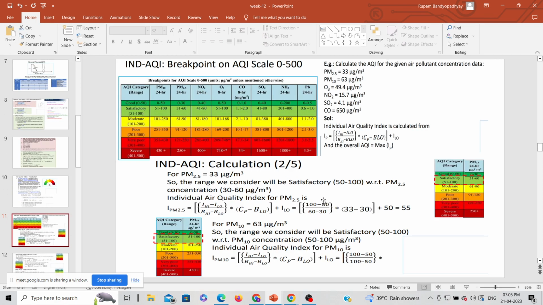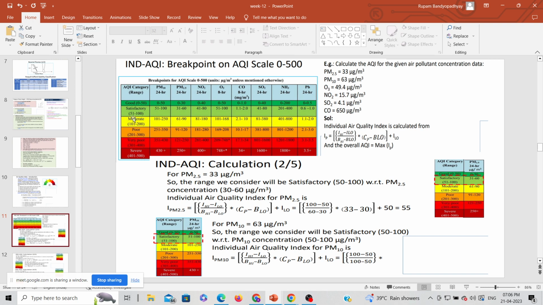So this was one problem that was discussed. These are the different breakpoint concentrations and the air quality index category they fall into. That is mentioned in this table, and in India we generally follow this table. This is the CPCB standard, and there are different categories like good, satisfactory, moderate, poor, very poor, severe. The air quality index range is also given here.